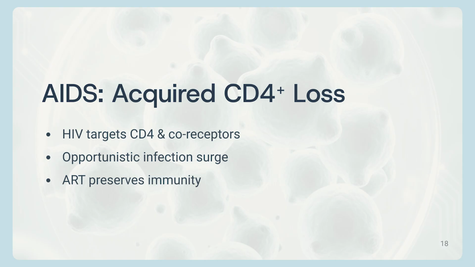As HIV gradually reduces your CD4 positive T cell numbers, your immune system becomes progressively weaker. And then at some point, your body becomes vulnerable to infections that a healthy immune system would normally handle easily. So we call these opportunistic infections. Fortunately, we have effective treatments today called antiretroviral therapy, or ART. ART helps control the virus and preserve your immune function.